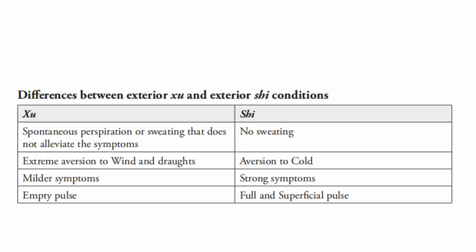Next, the difference between exterior deficiency and exterior excess condition. In deficiency, there is spontaneous perspiration or sweating that does not alleviate symptoms, while in excess, there is no sweating. In deficiency, there is extreme aversion to wind and draught, while there is aversion to cold in excess. In deficiency, there are milder symptoms, while in excess, there are strong symptoms. In deficiency, there is an empty pulse, while in excess, there is a full and superficial pulse.